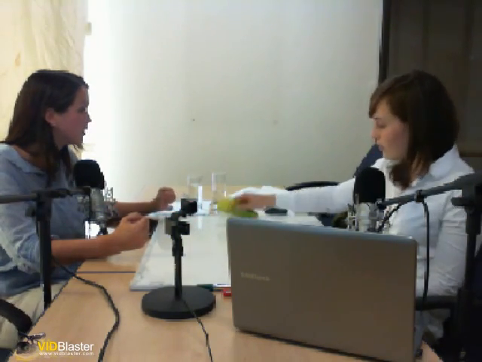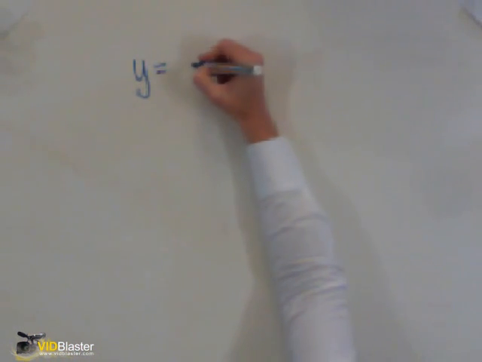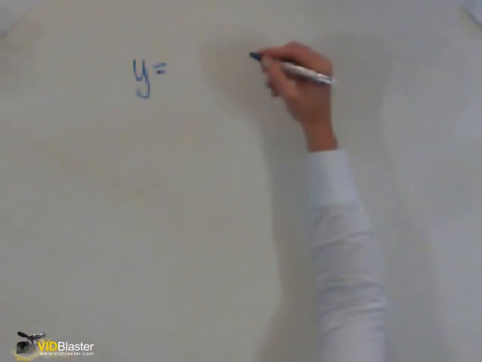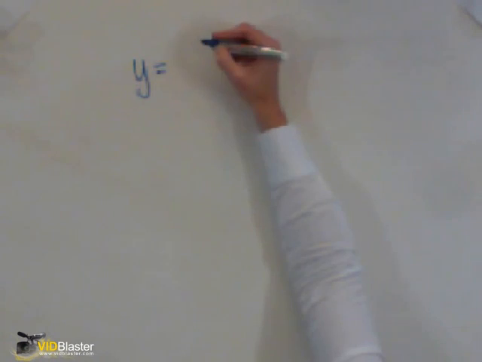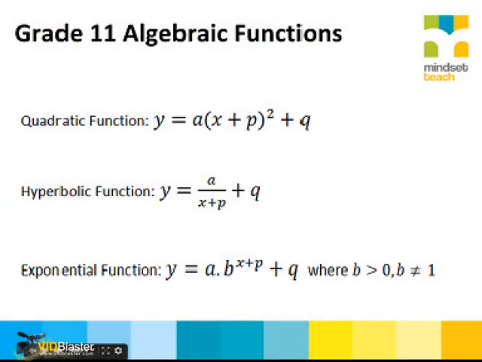Is there anything else we need to know about the quadratic function, or can we move on to the hyperbola? Tell us about the hyperbola. So the hyperbola will have a general formula of y equals a over x plus p, plus q. This is our general formula for our hyperbolic function.